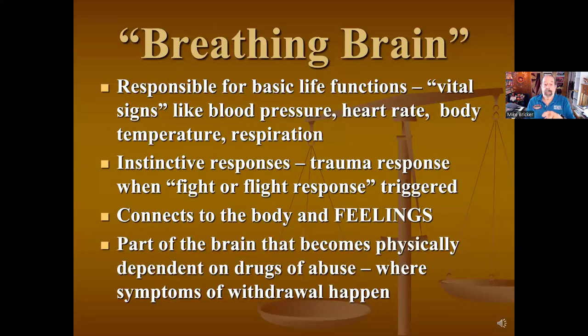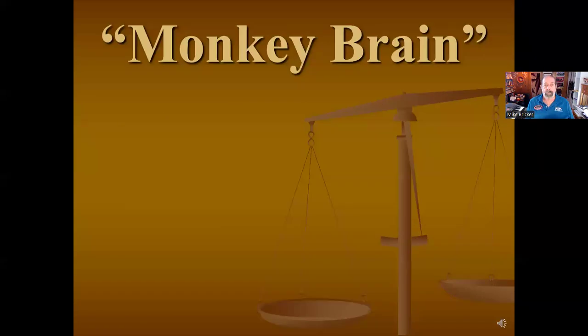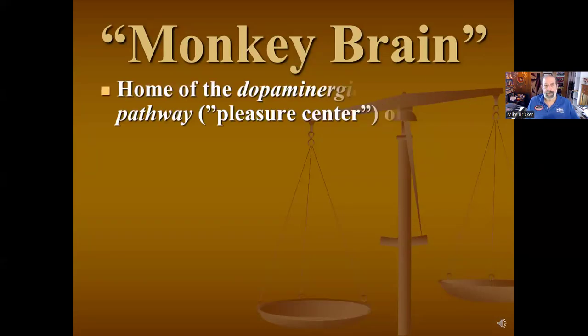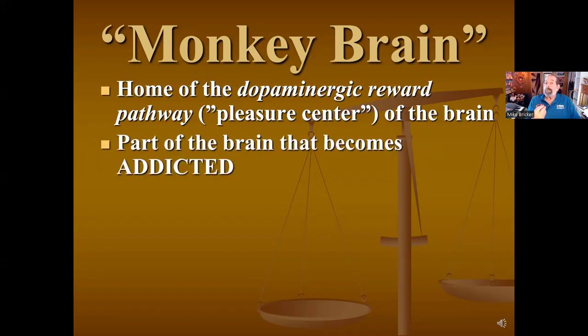This is the part of the brain that becomes physiologically dependent on all drugs of abuse, and is where the symptoms of withdrawal happen. If you think about the symptoms of withdrawal for any kind of drug, the shits, the shakes, the stutters, the sweats, the nausea, the vomiting, all of those things are controlled by that part of the brain. Then we have my friend the monkey brain. This is the home of the dopaminergic reward pathway or the pleasure center of the brain. This is the part of the brain that becomes addicted. It becomes physiologically dependent and emotionally dependent on the effects of the drug.